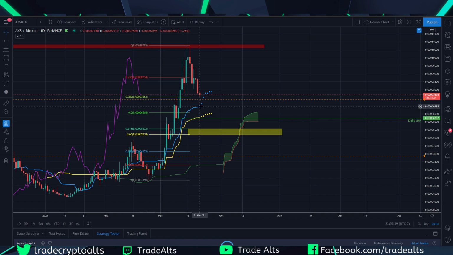So again, you have your Tenkan and your Kijun sitting around in your daily. So I like that quite a bit. And then you have your golden pocket here. One other thing that I like to do is pull a fixed range. Looking from this impulsive move, I kind of want to know where the point of control is in this entire move up. I'm kind of curious where that is.